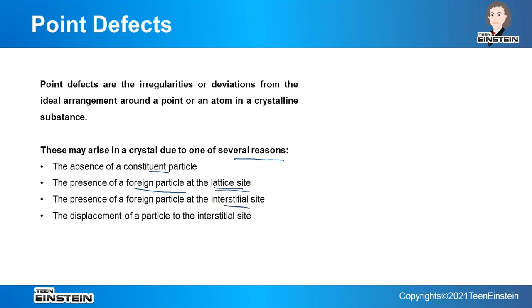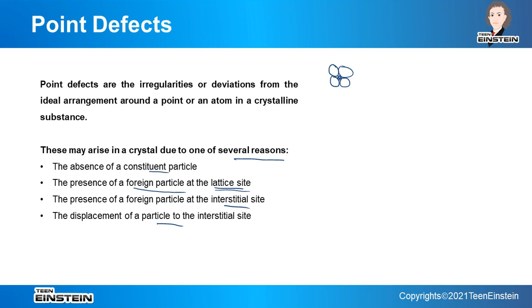The second one is at the lattice site. So what is an interstitial site? It is the space between lattice sites. Suppose here if I write, so here the interstitial sites will be this position. And the last reason is displacement of a particle to an interstitial site.